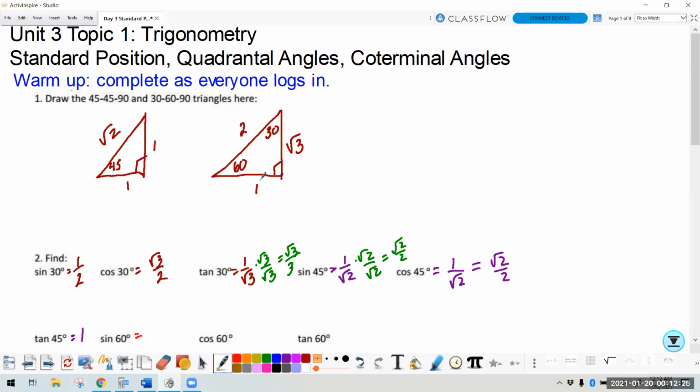And now for 60, sine is opposite over adjacent. I said that wrong. Opposite over hypotenuse, sorry. Opposite over hypotenuse. Cosine and tangent, opposite over adjacent.